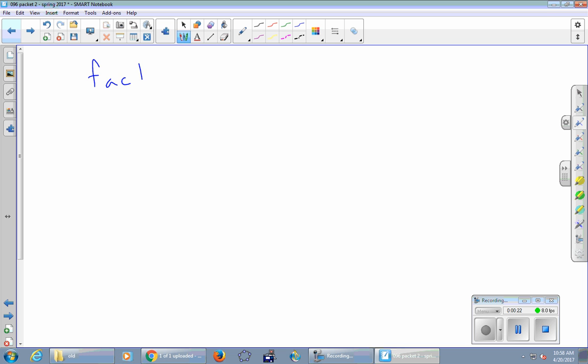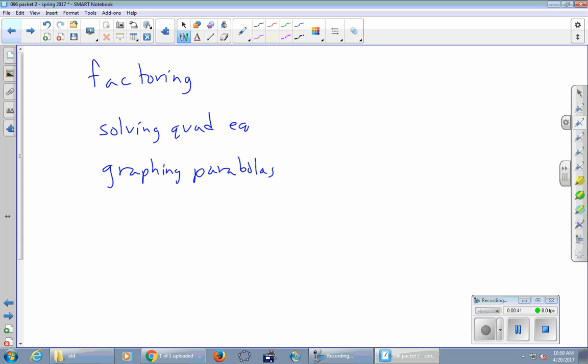So roughly, the 3 topics that we have covered for this quest are factoring, and then solving quadratic equations. If you want to write this down someplace, you can. And then graphing parabolas. So those are basically the 3 techniques that we've done most recently, and this is what's going to appear on the quest.